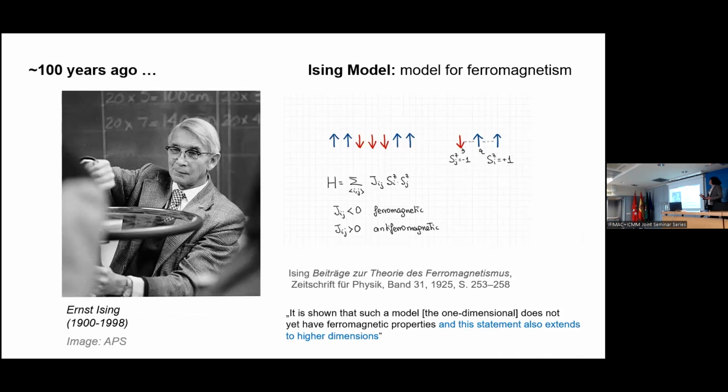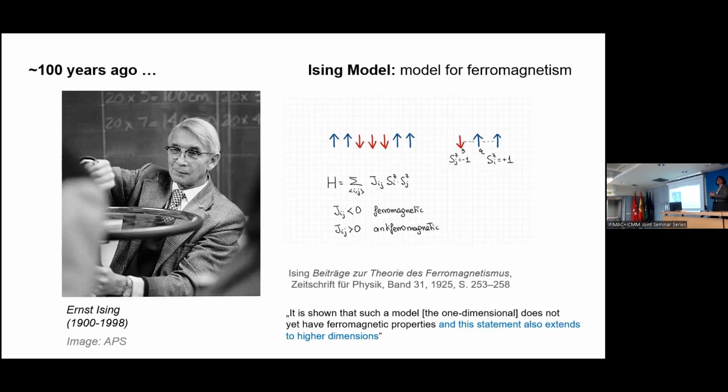So if the J is negative, you will favor that the spins align parallel to each other. If the J is positive, you are going to favor that the spins align anti-parallel to each other. So he had the task as a PhD student to analyze this model and find out whether this model could bear ferromagnetism. So as you know, physicists always try to start with the simplest case. And this is what he did.